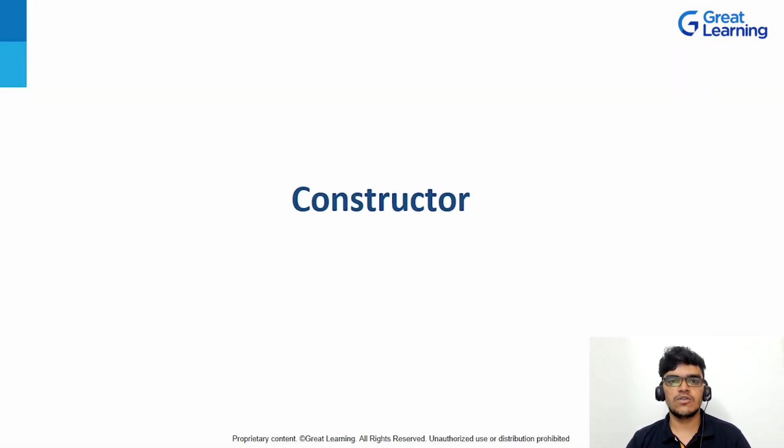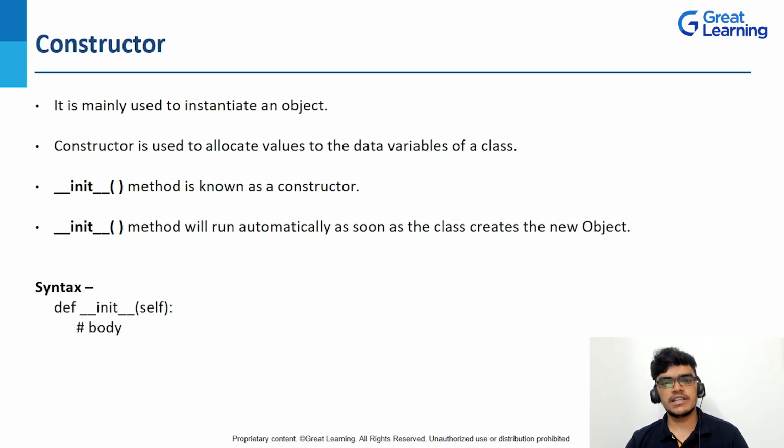After understanding the concept of classes and objects, now let's see what a constructor is. In simple words, a constructor is used to allocate values to the data variables of a class. Also, it is mainly used to instantiate an object. If you want to create a constructor in Python, we use the init method, so I will write underscore underscore init underscore underscore and then open and close parenthesis. What does the init method do? As soon as you create a new object from the class, it will automatically run. We'll see it in a practical example.